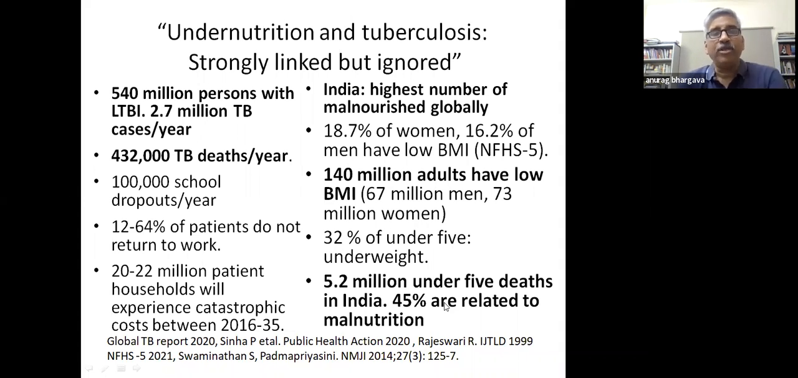If you take the TB picture in India, we have a huge reservoir of patients with latent TB infection, an estimated 40% of our population, the highest TB incidence in the world, the highest number of TB deaths in the world. And the TB problem casts a shadow on other aspects of people's lives, having a very long-lasting impact on the household and a descent to poverty.